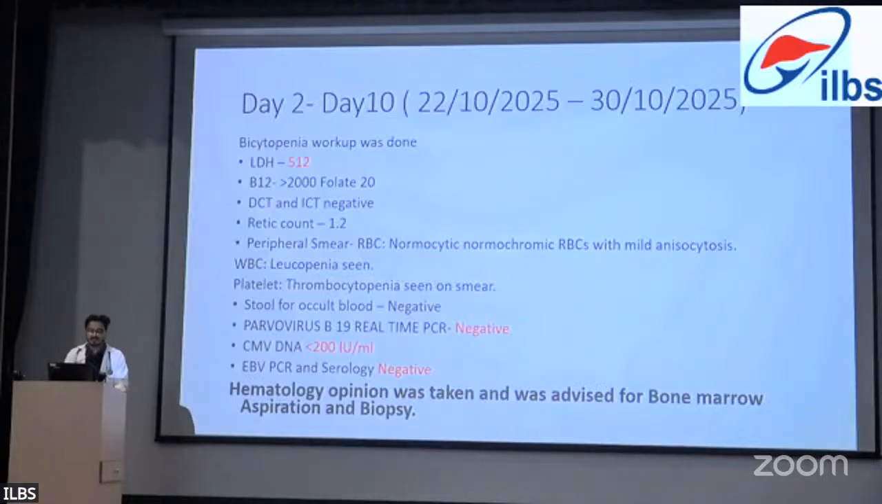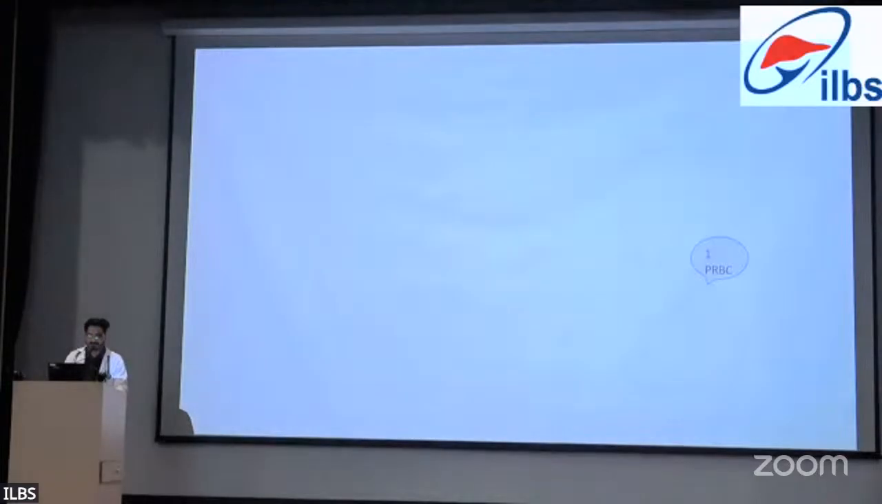Bicytopenia was worked up, and LDH was 512, B12 was 2000, folate was 20, DCT, ICT was negative, retic count was 1.2. Peripheral smear showed normocytic normochromic anemia with leukopenia and thrombocytopenia. Stool for occult blood was negative, parvovirus was negative, CMV was less than 200, EBV PCR and serology was negative. Hematology opinion was taken and was advised for bone marrow aspiration and biopsy.